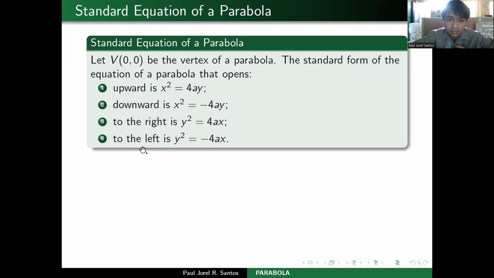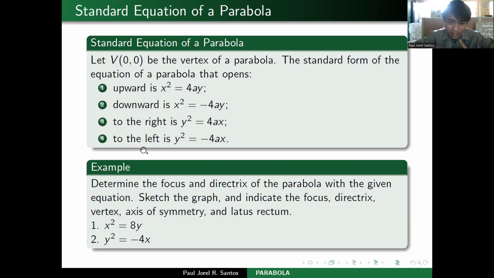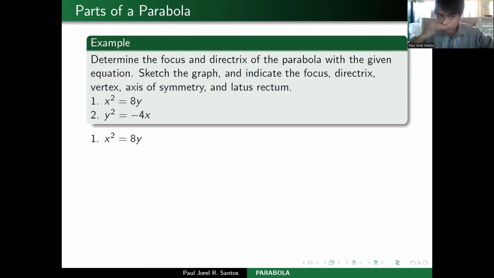Now, let us have the first example. In this example, you have to determine the focus and the directrix of the parabola with the given equation. You also have to sketch the graph and indicate the focus, directrix, vertex, axis of symmetry, and latus rectum. We have here x squared equals 8y for the first example, and for the second example, we have y squared equals negative 4x. Now, you have to determine the focus and the directrix of the parabola. As I have said, for the first one, we have x squared equals 8y.